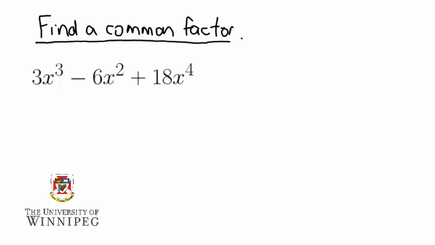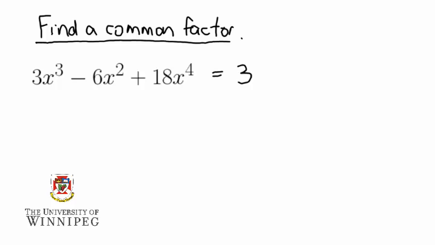The first thing that I tend to do when looking for a common factor is to see if there's a common factor within the numerical coefficients only. So in this case, I'm focusing on 3, negative 6, and positive 18. 3, negative 6, and positive 18 all share a common factor of 3. So we can remove that number first.